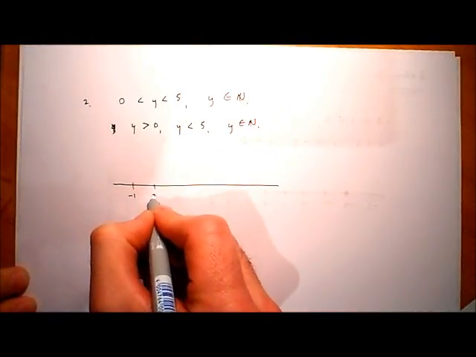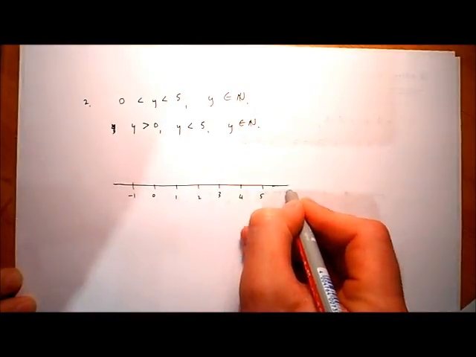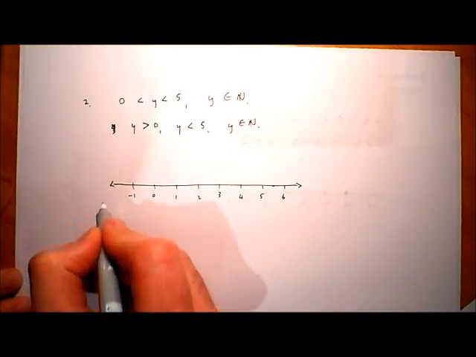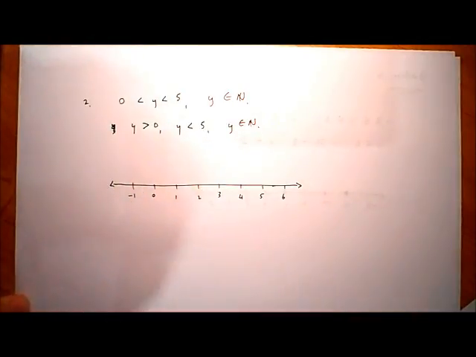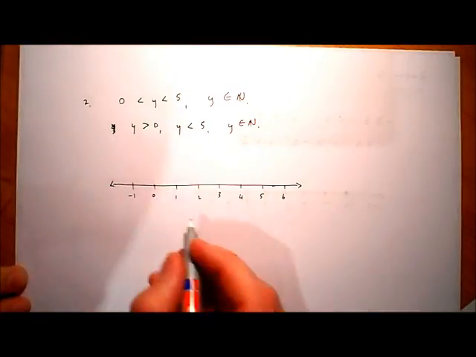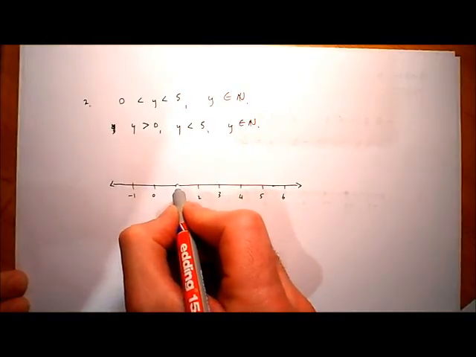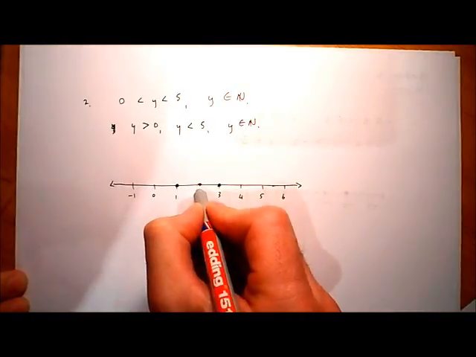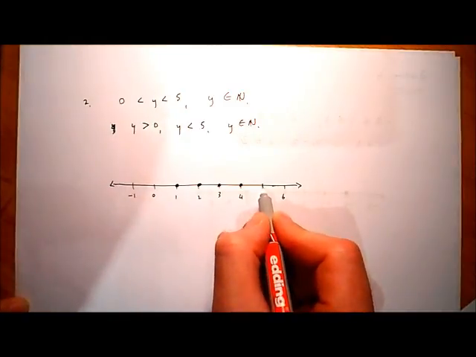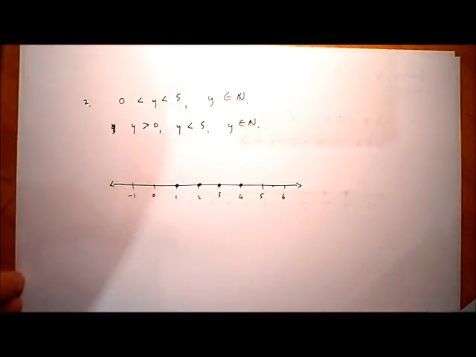So I'm going to go minus 1, 0, 1, 2, 3, 4, 5, let's say 6. Let's put an arrow to show that it keeps going. The integers are all of the whole numbers, and the natural numbers are the positive whole numbers. So let's shade in all of the natural numbers that are bigger than 0. We're not including 0, but less than 5. So I'm going to shade in 1, 2, 3, and 4, but I'm not going to shade in 5 because it's less than 5. And I'm not shading in anything in the middle here either because we're not including the real numbers.